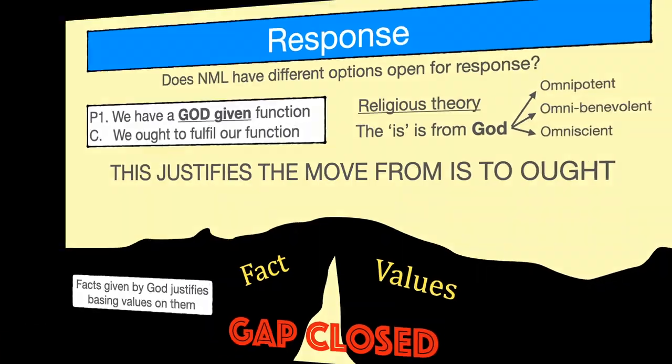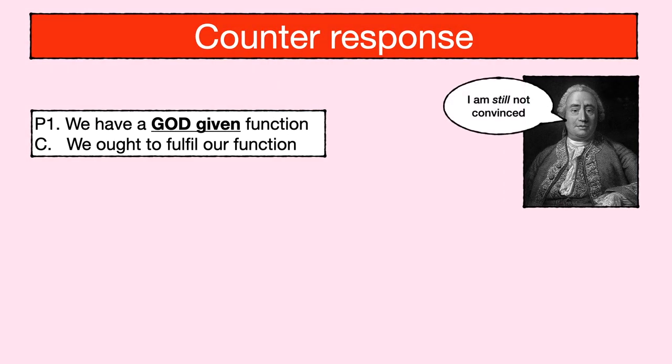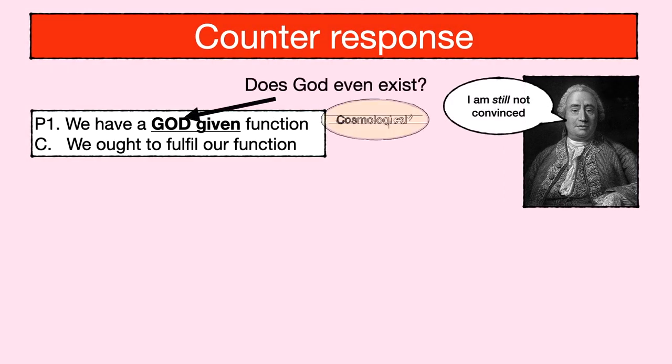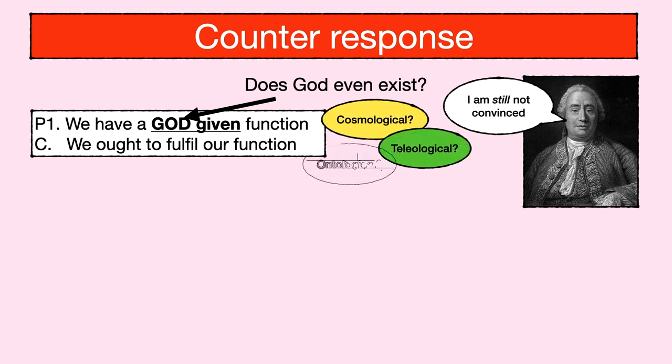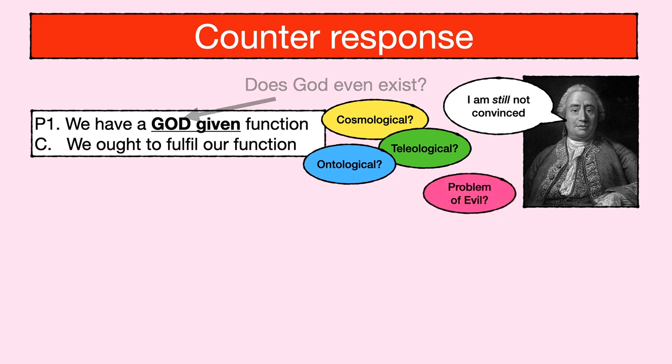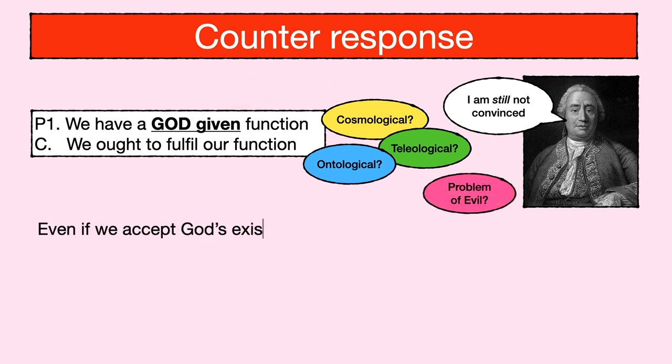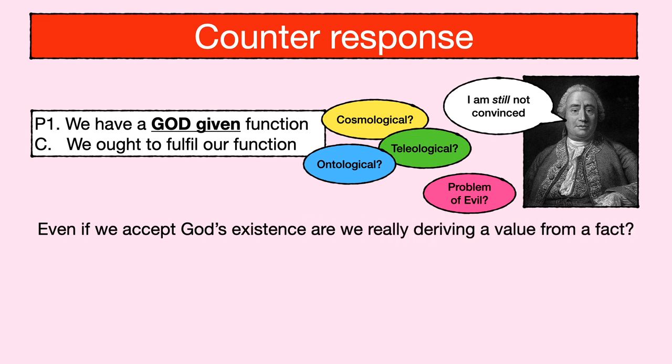However, there's a notable problem with such a move. It rests on a highly contentious claim that God exists. We may find arguments for God's existence in philosophy of religion, like the cosmological argument, unconvincing. Or we could have independent reasons for denying God's existence, such as the problem of evil. Furthermore, even if we accept God's existence, it isn't clear we're truly deriving a value from a fact, and not actually starting with a hidden value.